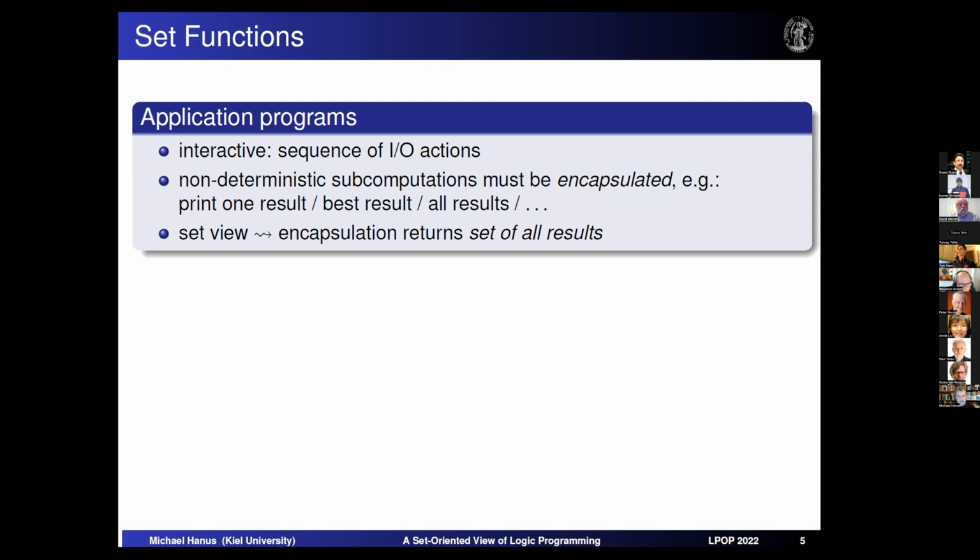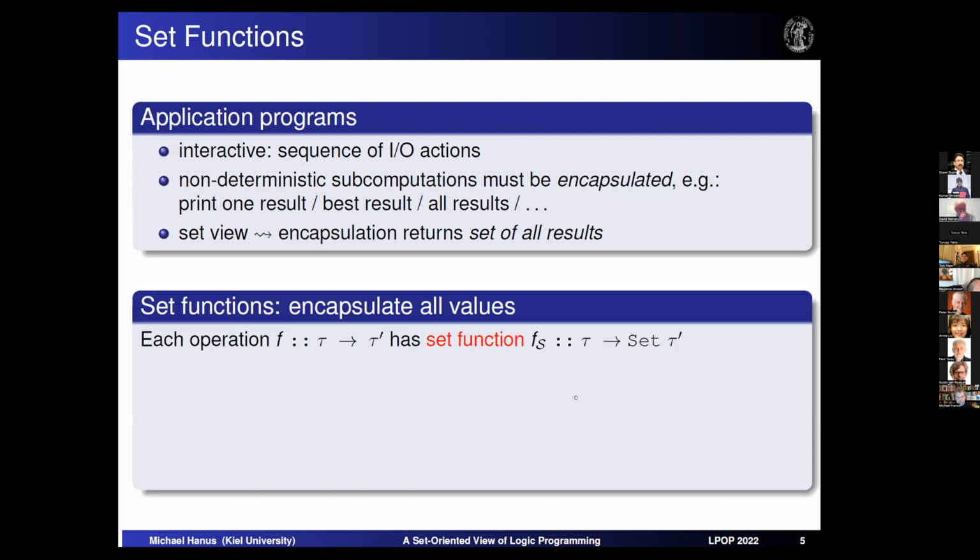This means that all non-deterministic sub-computations must be encapsulated. So you encapsulate them and return the result in order, for instance, to print one result or a best result or all results and so on. And if it is order independent, then, for instance, the classical findall in Prolog does not work. And therefore, for instance, in Curry, we compute this by returning a set of all results.